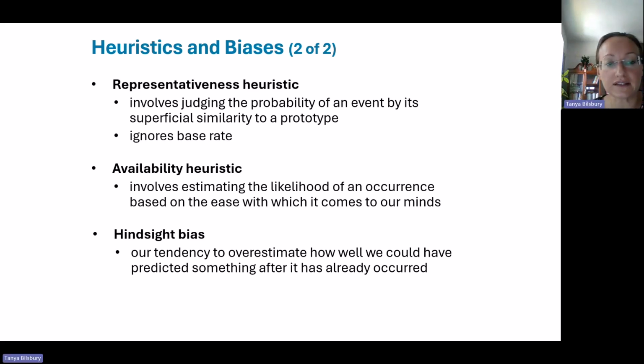The availability heuristic involves estimating the likelihood of an occurrence based on the ease with which it comes to our mind. I'll give you an example. There are many, many fewer airplane crashes than there are motor vehicle accidents. And if you are going to die in some kind of a transportation-related accident, it's probably in a car.